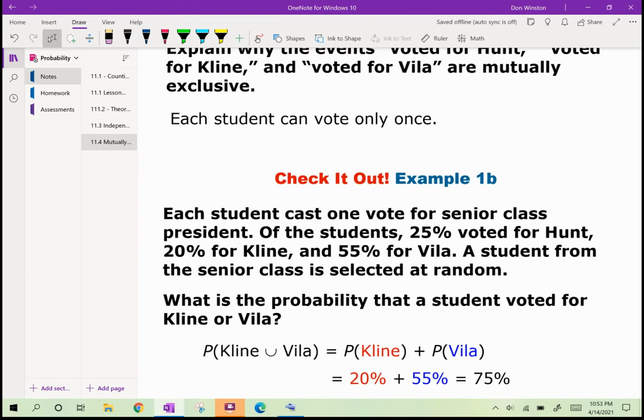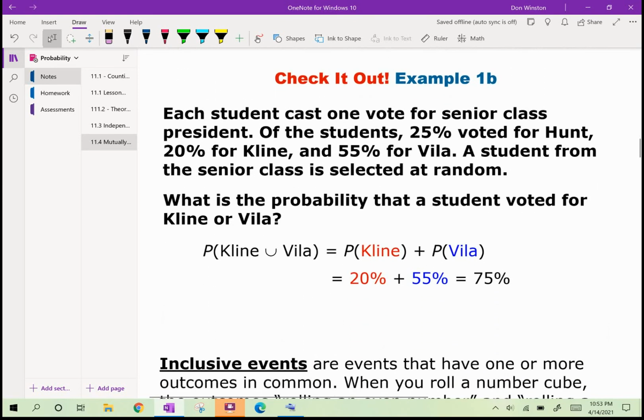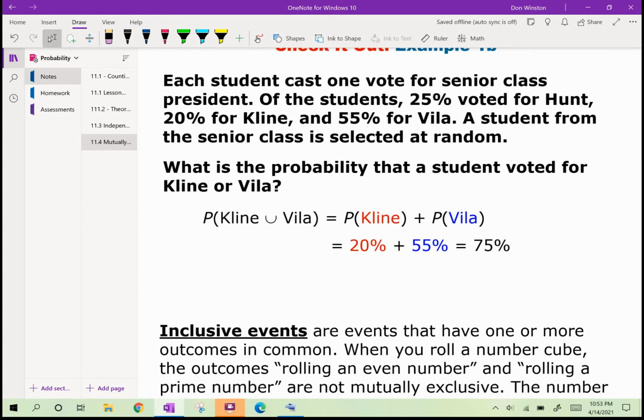So, each student casts 1 vote for senior class president. Of the students, 25% voted for Hunt, 20% for Klein, and 55% for Villa. A student from the senior class is selected at random. What's the probability that a student voted for Klein or Villa? Okay, so again, they're mutually exclusive. So you add up the probability for voting for Klein plus the probability for voting for Villa, and you get 75% chance.